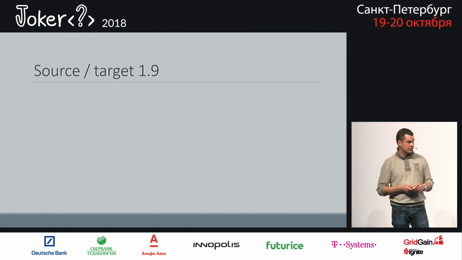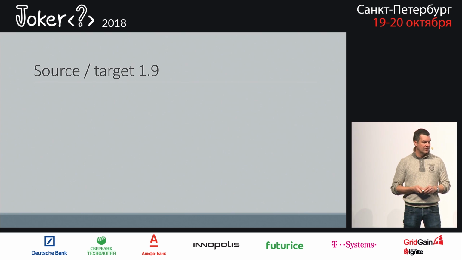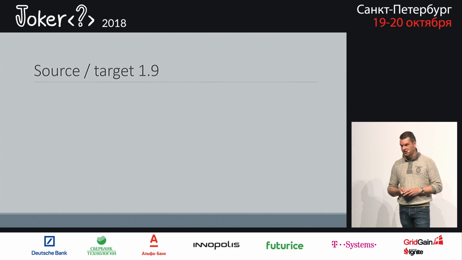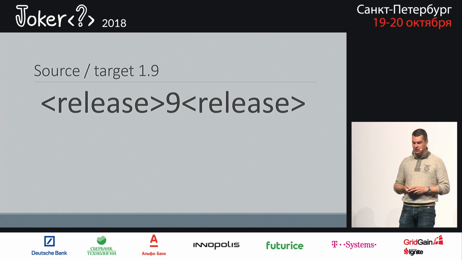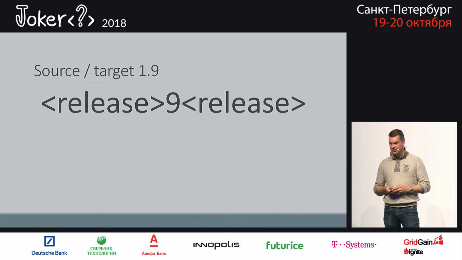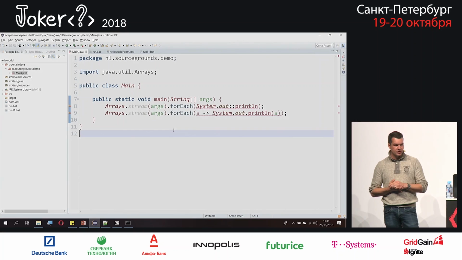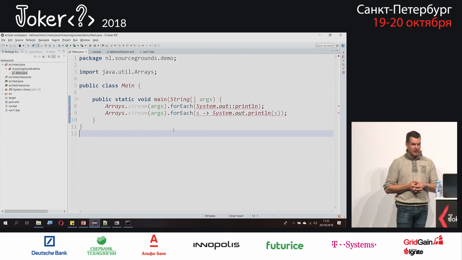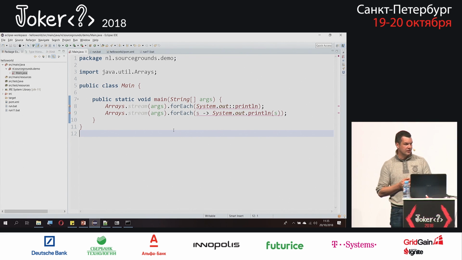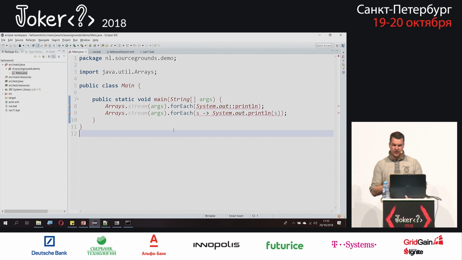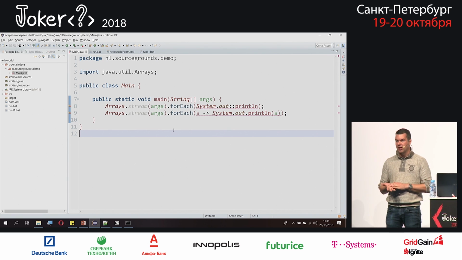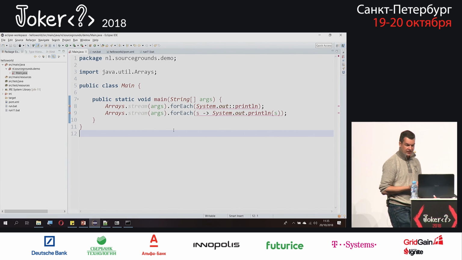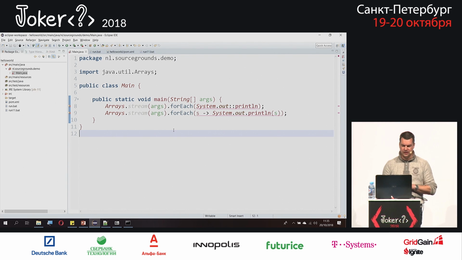Then there's also this source and target. I see this quite often, especially on Stack Overflow, and I say, please, don't use the source and target 1.9, please use the release flag. And I will show you why. With source, you specify the language or the syntax. So in this case, I want to have this project be compatible with Java 7, which means I cannot use features which were introduced in Java 8. So the first one is a method reference, and the second one is a lambda.